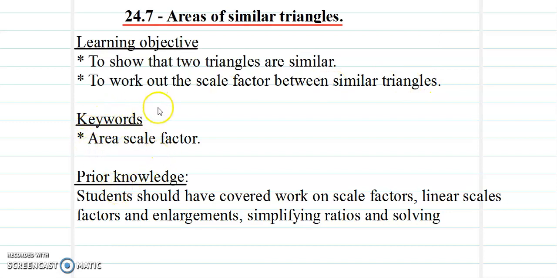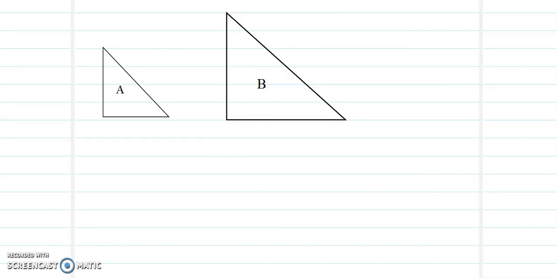But before we embark on this, students should have covered work on scale factors, linear scale factors and enlargement, simplifying ratio, and solving. We have done this in our previous lesson. Okay, now let's consider these two triangles A and B.